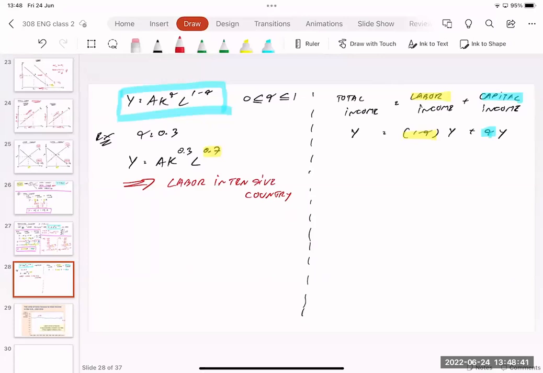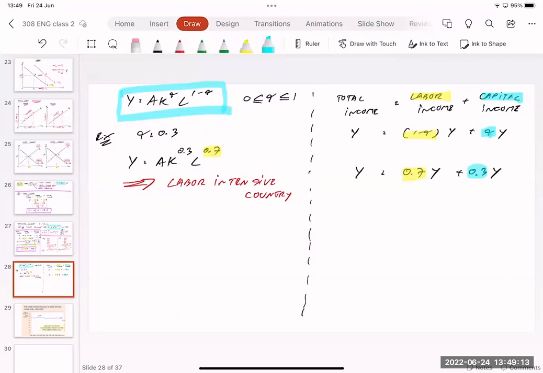That's it. So if alpha equals 0.3, your country uses a lot of labor, more than capital. So what does this mean for the income? For alpha equal to 0.3, Y is going to be equal to 0.7Y plus 0.3Y. You see that if your country uses a lot of labor, it means that most of the income in the country is going to go to labor, and less of the income is going to go to capital.